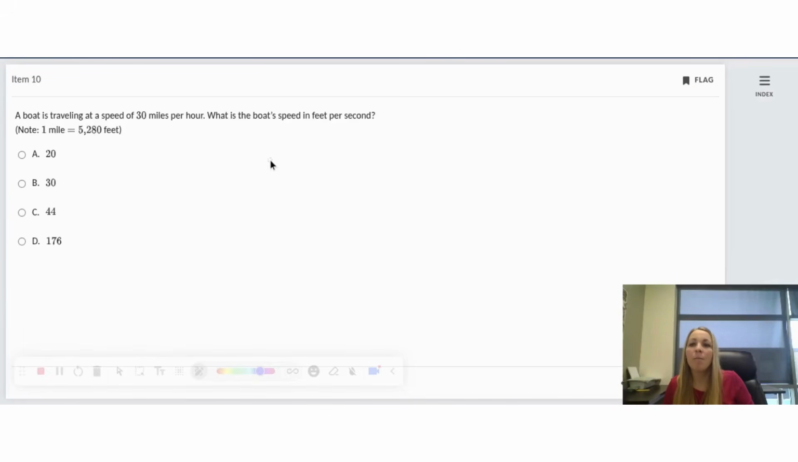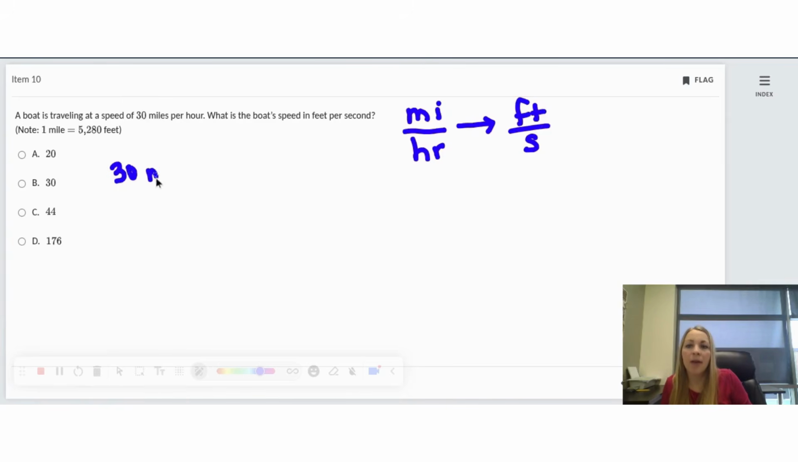Question number 10. A boat is traveling at a speed of 30 miles per hour. What is the boat's speed in feet per second? Note that 1 mile is 5,280 feet. To start, I like to write what my goal is. We want to start with miles per hour, and we want to get to feet per second. So I'm going to start with the fact that I was given 30 miles in 1 hour. I'm going to change miles to feet first. So I was given right here that 1 mile is equal to 5,280 feet.